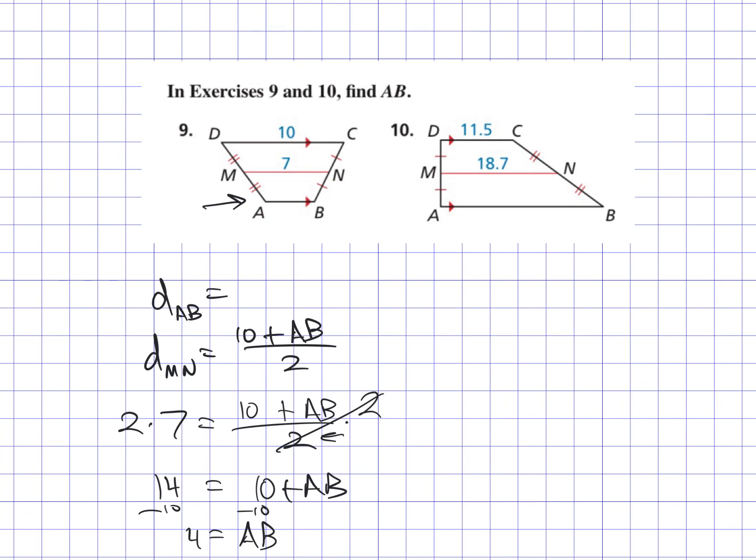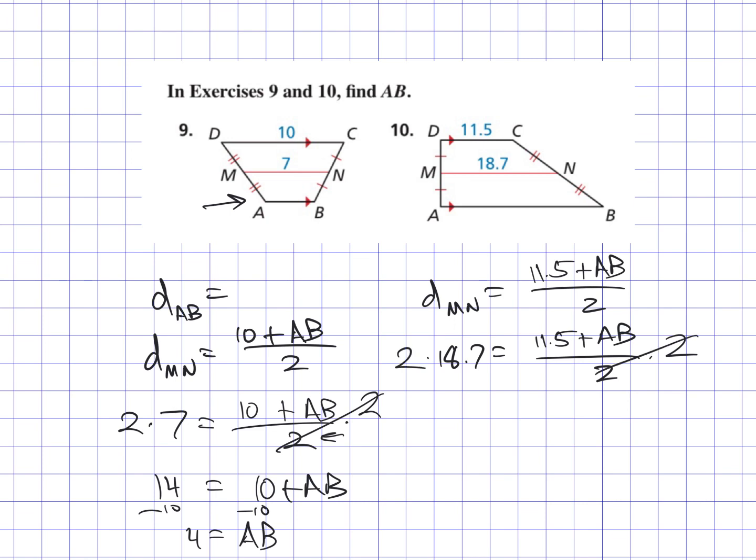Again, number 10, the distance of the midsegment, MN, is the two parallel sides, 11.5 plus AB over 2. The midsegment is 18.7, and 11.5 plus AB over 2. So we multiply by 2 to get rid of the denominator. And 2 times 18 is 36. 2 times 0.7 is 1.4. So 36 and 1.4 is 37.4. Or use your calculator.